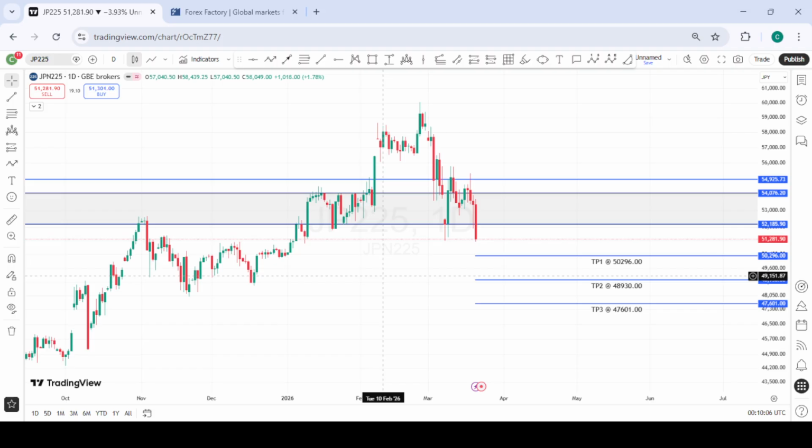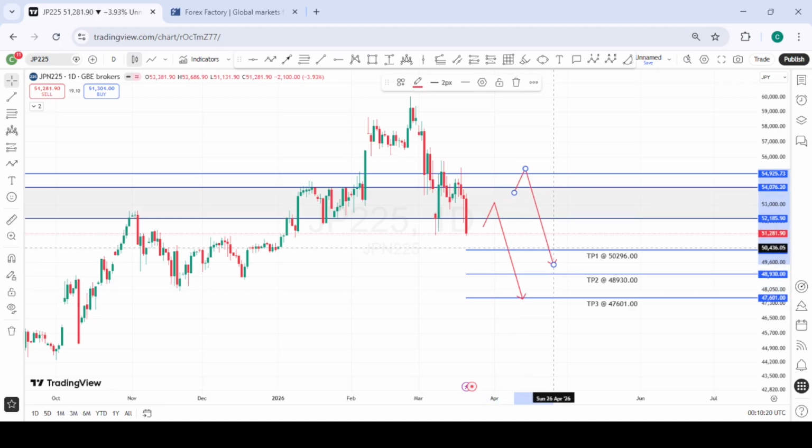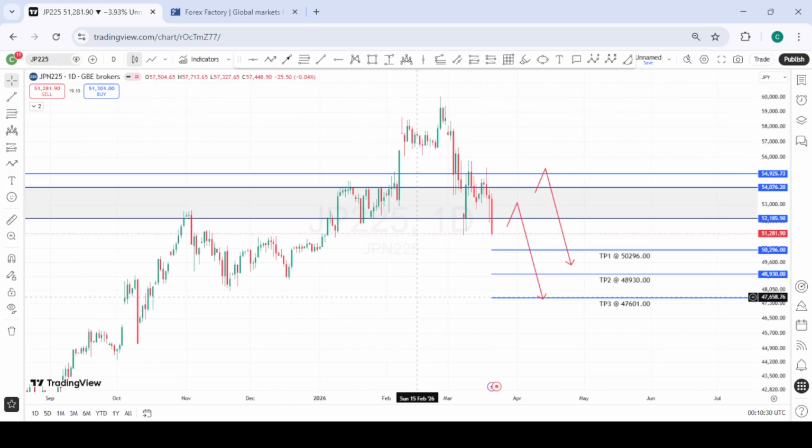We have here Nikkei 225, which is also very bearish now. So what we're going to wait for next week is a possible pullback into this area of interest. We look for selling opportunities to the various TPs we have here. Should price pull back a bit higher to this area, we will still be interested in taking the sell to the downside. So for the Nikkei 225, we are extremely bearish for the coming week.